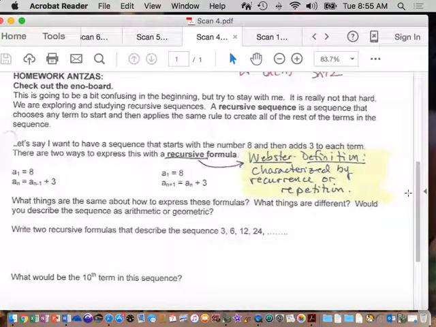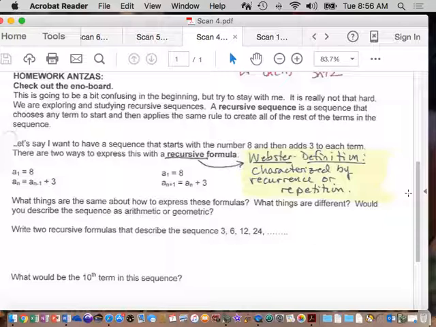Okay. What I'm about to say to you is going to be a little bit confusing in the beginning. But don't let it bug you. It's really not that complicated, and we'll go through it step by step. Now, yesterday we talked about explicit formulas. Today we're talking about recursive formulas. Recursive sounds like a very fancy word. In the English language, a recursive sequence is a sequence that chooses any term and then applies the same rule to create the other terms.